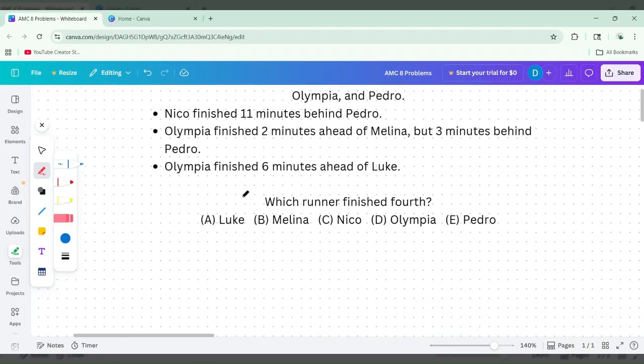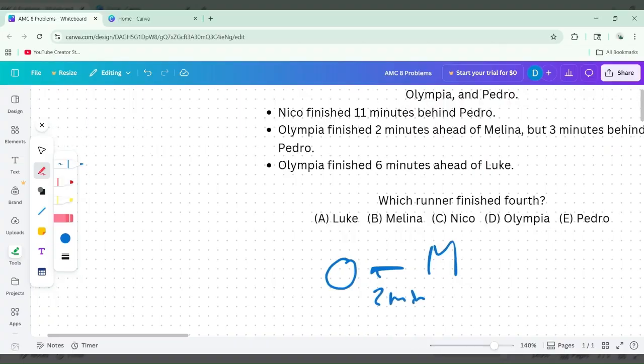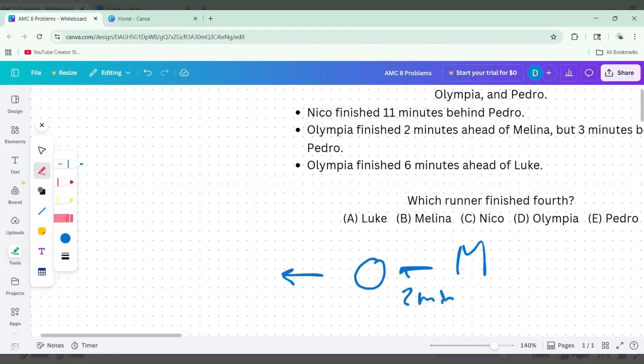Problem 10. So we have Olympia, who finished 2 minutes ahead of Melina and 3 minutes behind Pedro. So Pedro is up here.